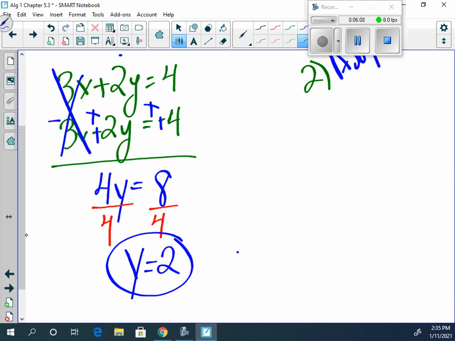So we found the value of y. Any questions on this here so far? So what am I missing? What do I need to solve for? The value of x, yes?